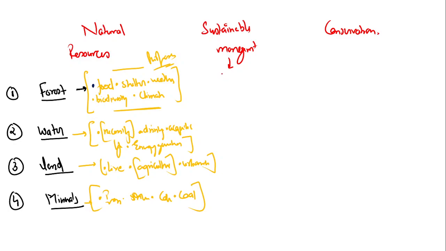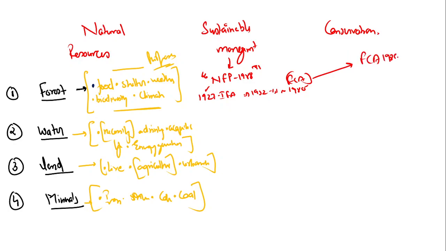So for sustainable management, what do we have for forest? We have the National Forest Policy 1988. Now this forest policy has been guided by the 1927 Indian Forest Act, the 1952 first National Forest Policy, and the 1980 Forest Conservation Act, right? So for conservation what we are doing? Forest Conservation Act 1980 and 1988 National Forest Policy.